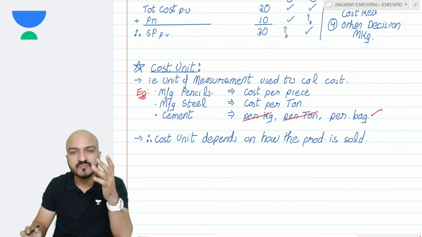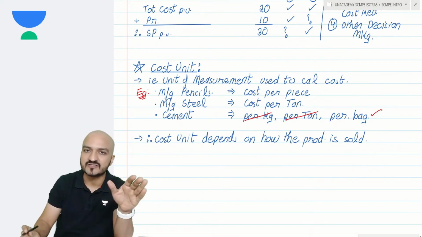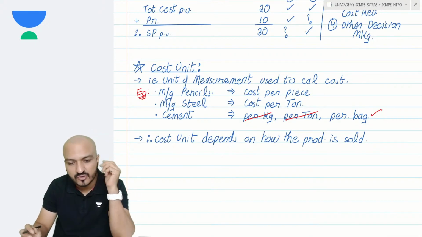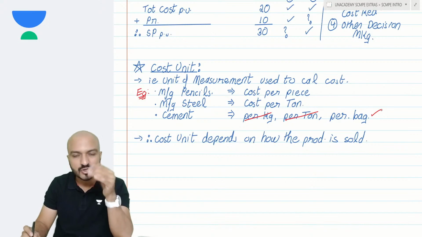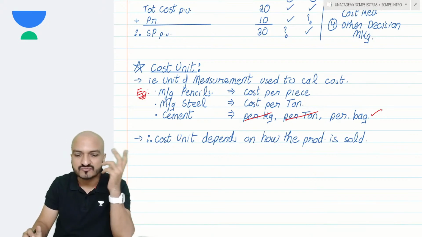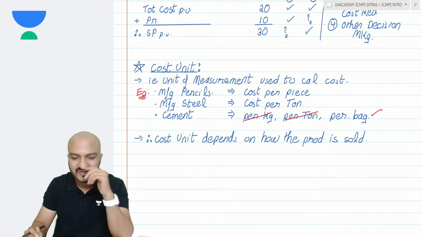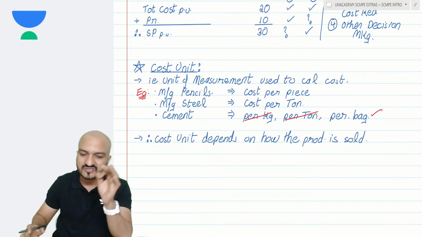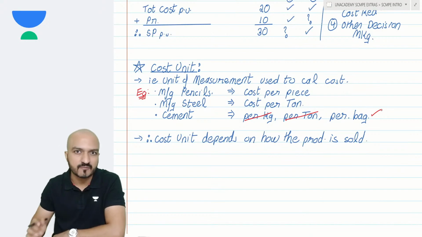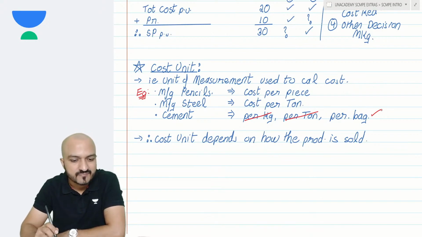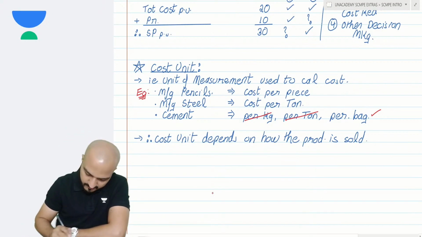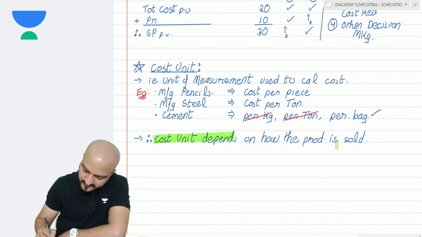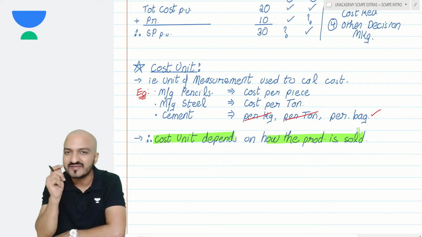Why? Because cement is always sold in terms of bags. You go to a shop and tell them you want half a bag of cement, they will not give. You tell them you want 500 grams of cement, they will not give. Cement is mostly sold per bag only, so the cost is also calculated per bag. In short, how the product is sold is what is important.